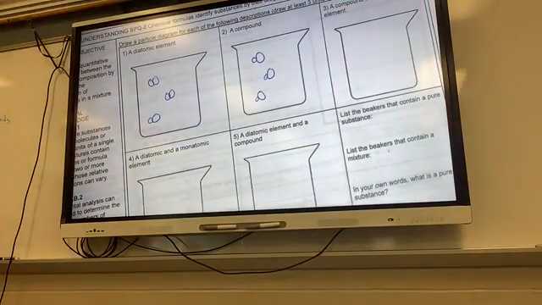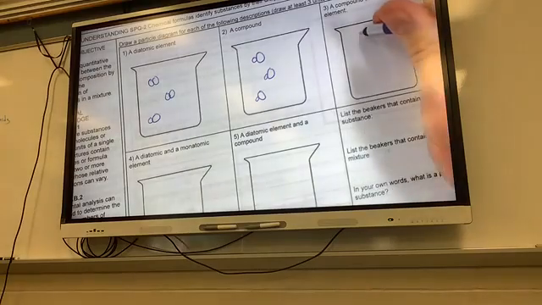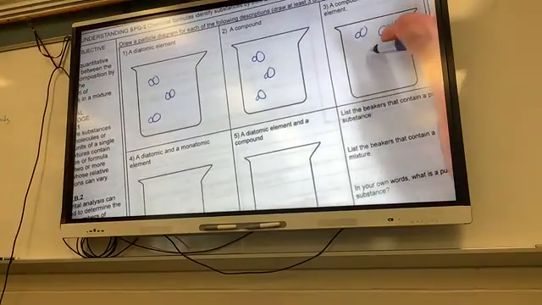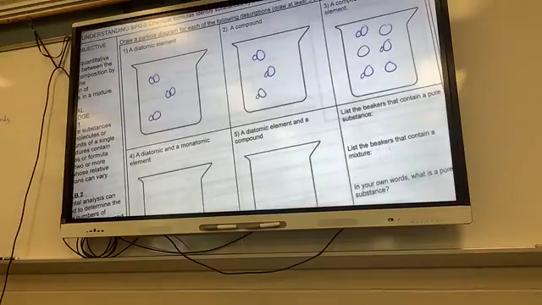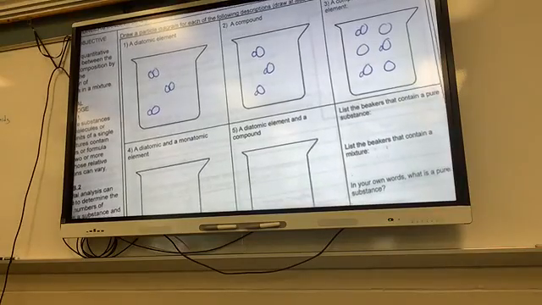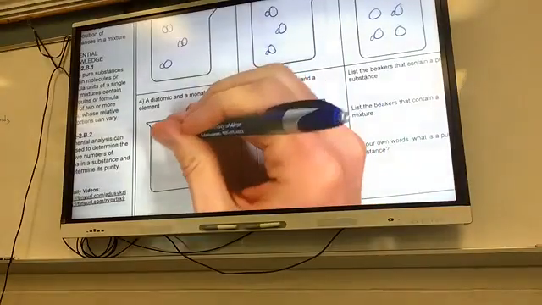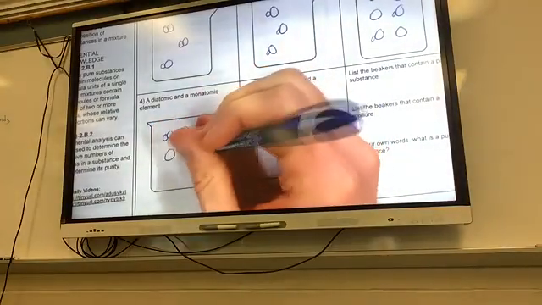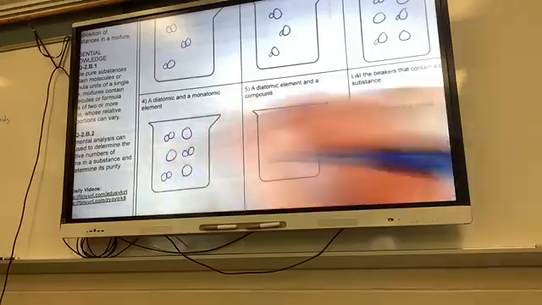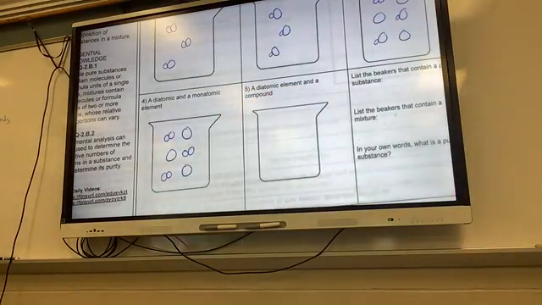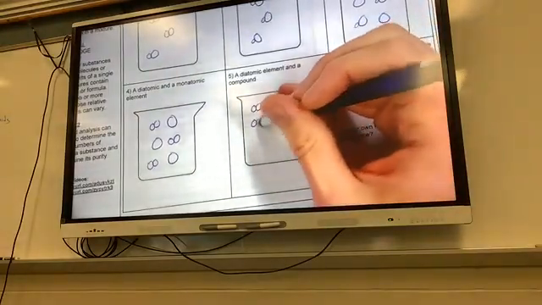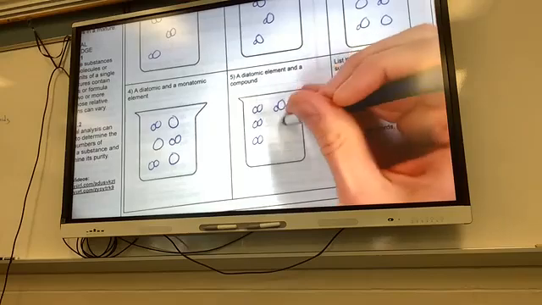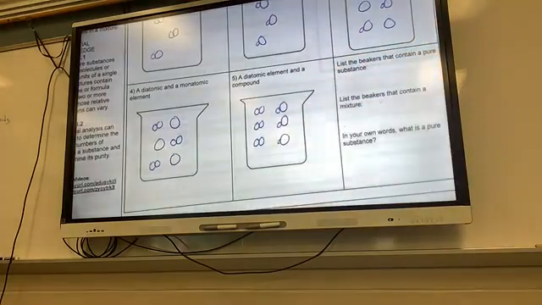A compound and a monatomic element. What's a monatomic element? Single element. So big, little, big, big, big, little, big. However you want to draw it. A diatomic and a monatomic element. So I've got pairs, single, single, pair, pair, single. And then a diatomic element and a compound. So that's going to be, I'm tired of drawing these. Big, little, big, little, big, little. Look good?